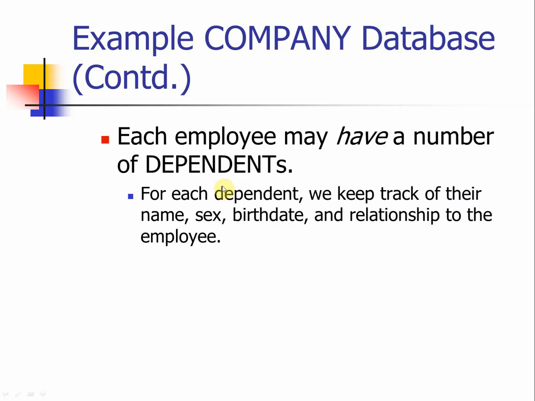Finally, dependents. Each employee may have a number of dependents. This is an interesting thing. Previously, it said they have to work for one department and they can work on several projects. In this one, it's saying that the employee may have a number of dependents, indicating they can have many dependents. At the same time, they can have no dependents. So this dependent is something very special. For each dependent, we keep track of their name, sex, birthday, and relationship to the employee. And therefore, these are the requirements for the company database.